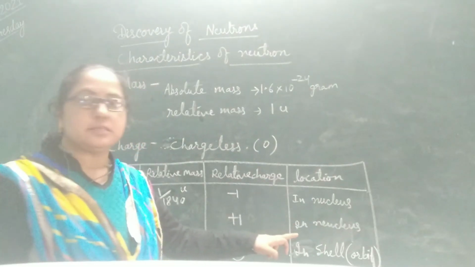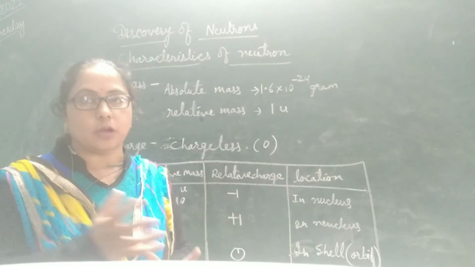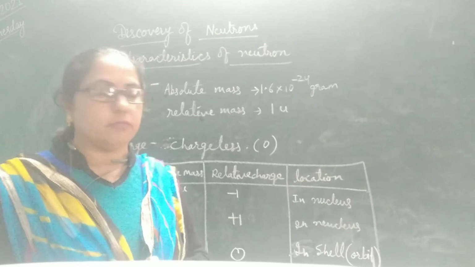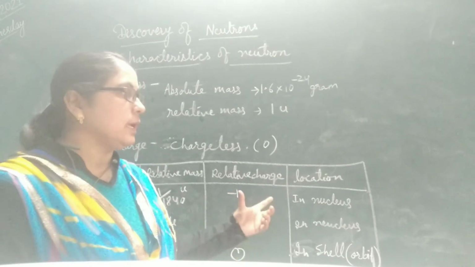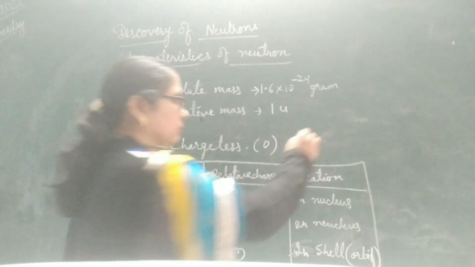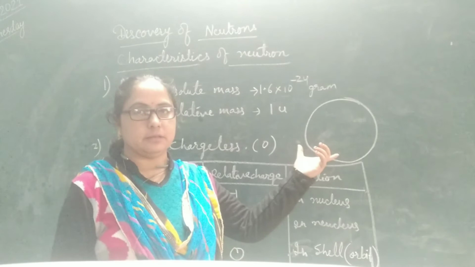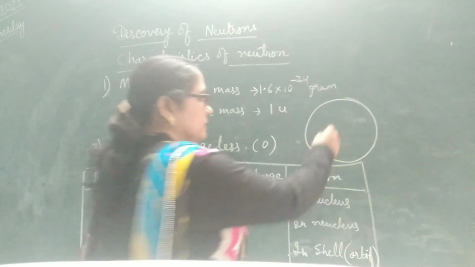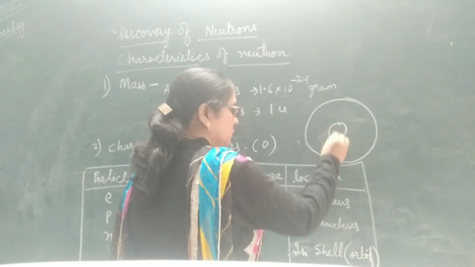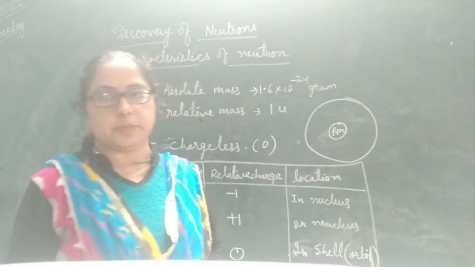Electrons are present in circular orbits around the nucleus, while both protons and neutrons are present in the nucleus, in the center of an atom. Suppose this is the atom. See here, this is the shape of the atom. This is a sphere. In the center of the atom, both subatomic particles, protons and neutrons, are present.